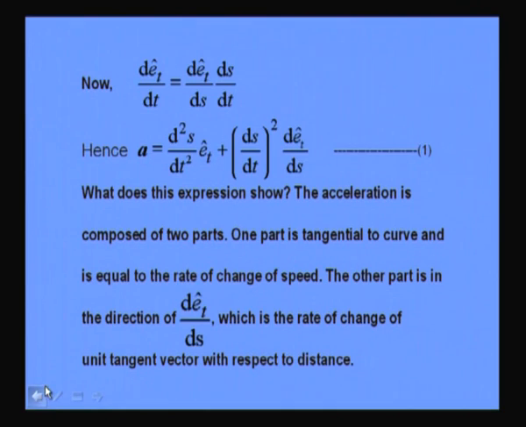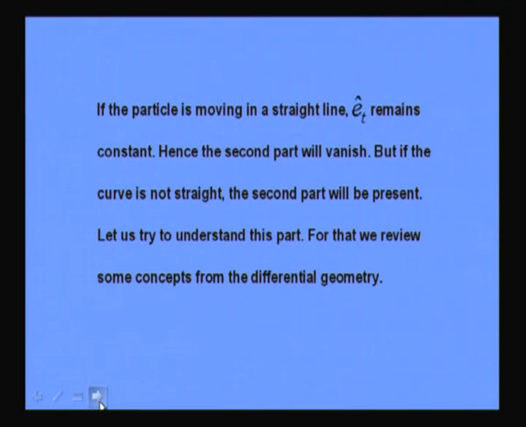So when the particle is moving in a straight line, this part vanishes because et is constant and it is not changing with respect to s, but the first part remains. So therefore it is very easy to find out the acceleration there. But if the curve is not straight, the second part will be present. Let us try to understand this part.